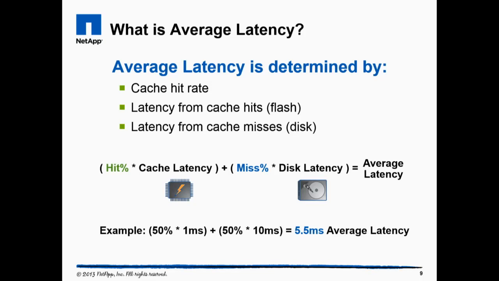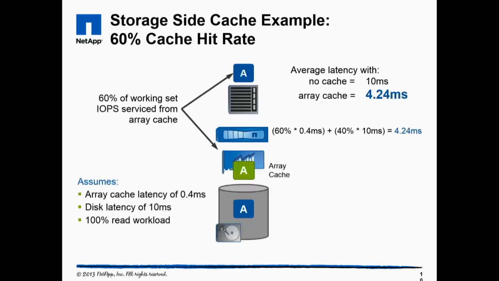So a really easy example here is if I'm getting 50% of my IOPS at 1 millisecond, and I'm getting the other half of my IOPS at 10 milliseconds, then I have a 5.5 millisecond average latency. So my storage stack and my applications will behave as though 5.5 milliseconds is what my solution's capable of delivering. And we can look at a couple examples of this to put this in a better context.